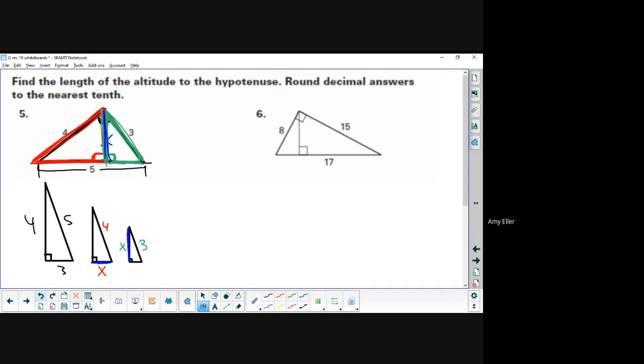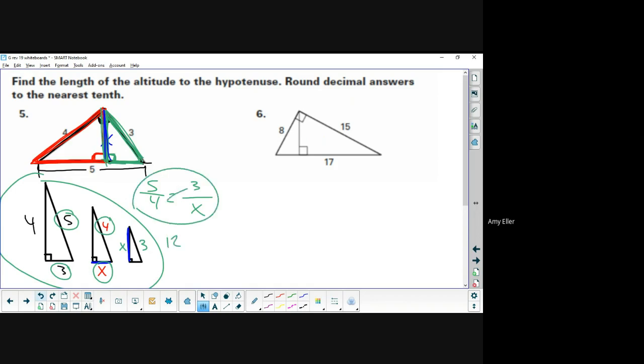Now I can compare some triangles. Let's say I want to compare 5 and 4 are in the same place. 3 and X are in the same place. Every problem we have our triangles, our proportion, and then we cross multiply.